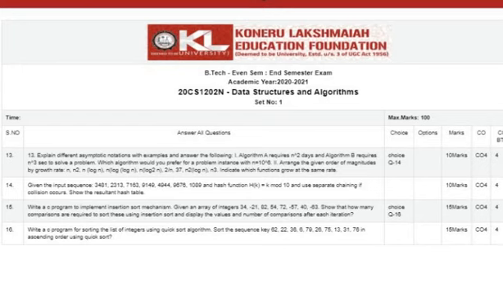Question 15. Write a C program to implement insertion sort mechanism given an array of integers 34, minus 21, 82, 54, 72, minus 57, 40, minus 63. Show how many comparisons are required to sort these using insertion sort and display the values and number of comparisons after each iteration.